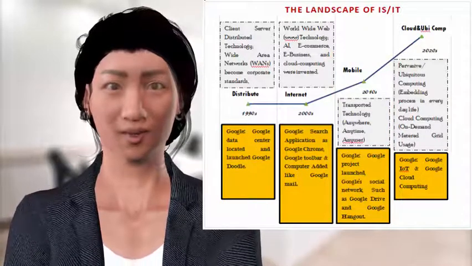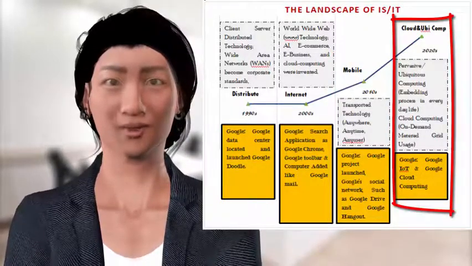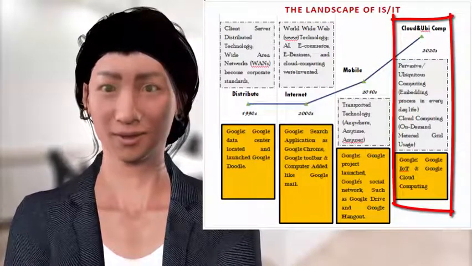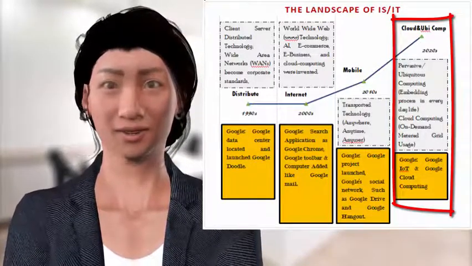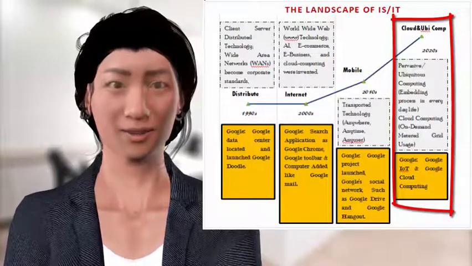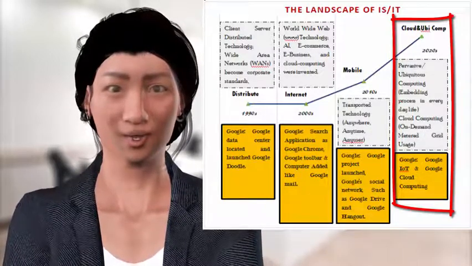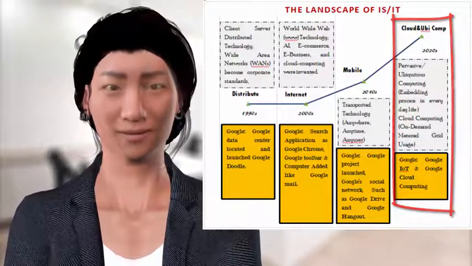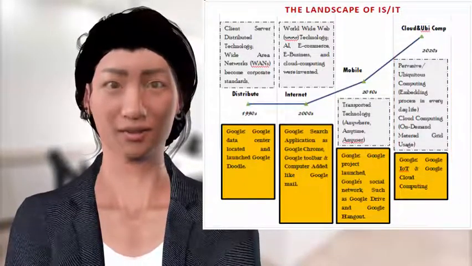And we assume that in the future, in the 2020s, the IT/IS landscapes will be using cloud computing and ubiquitous computing as a direction. We assume that Google will have IoT and Google cloud computing as the future directions.